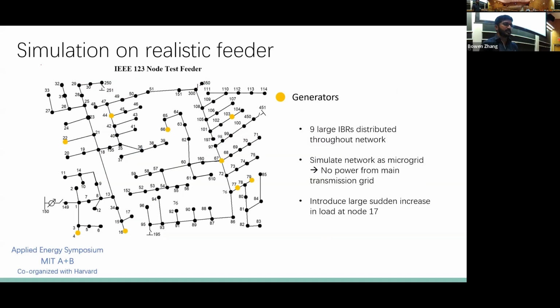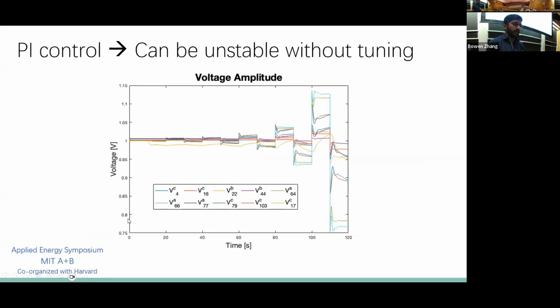I'll present some simulation results on a realistic feeder. We took this IEEE test case and added 9 IBRs to the network. We simulated the network as a microgrid, which means that there's no power from the transmission grid. And we introduced a large increase in load at node 17.